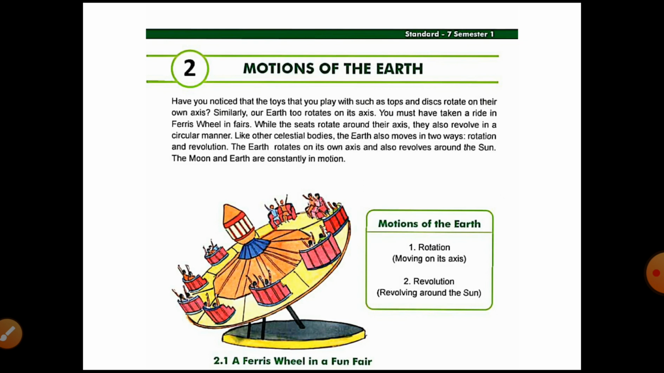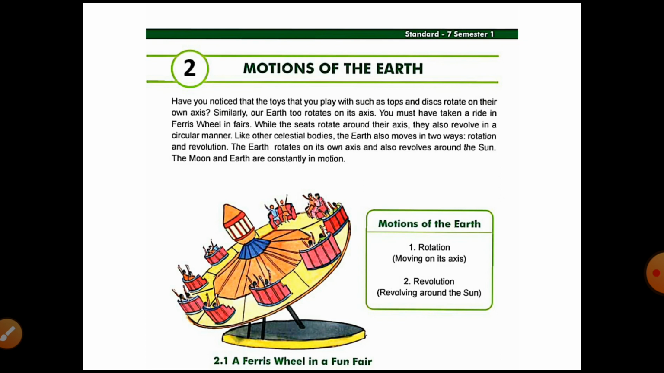Okay, so the other celestial bodies which are in the solar system or in the galaxies also have such movements, so in the same way the earth also has two movements. The first one is a rotation and the second one is a revolution. The earth rotates on its own axis and also revolves around the sun.